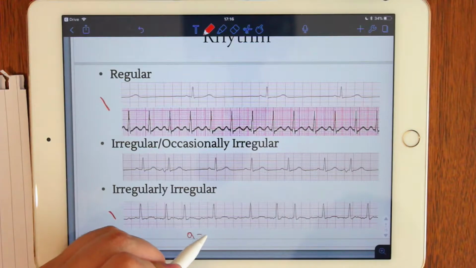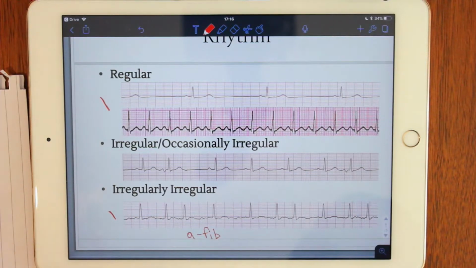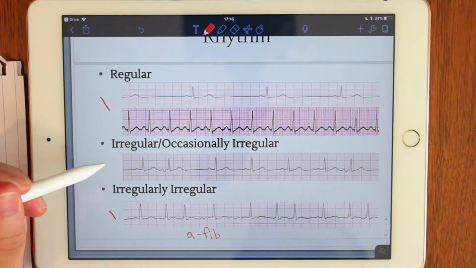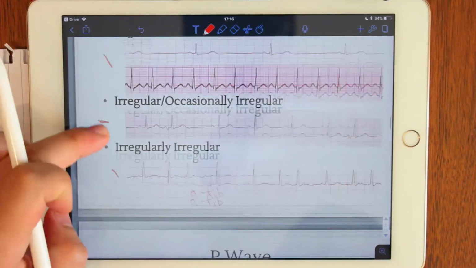The one that is important to know in this category is atrial fibrillation, and most other arrhythmias will fall in this category right here.